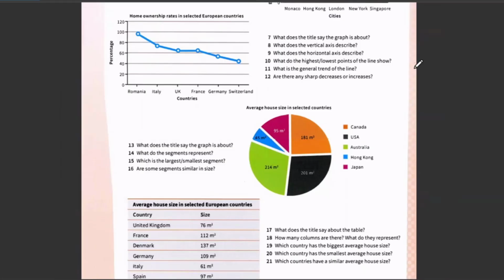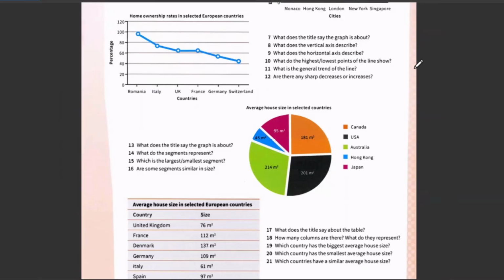So moving on to the pie chart now. I think the descriptions about the line graph are clear for you, hopefully. Yes, it's clear. So let's move on to the pie chart now, number 13. What does the title say about the graph? The graph is about the average house size in selected countries. Excellent. Very good.